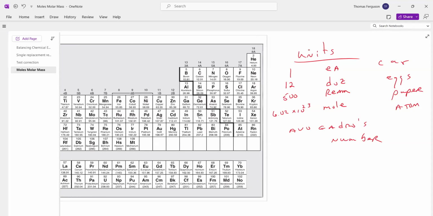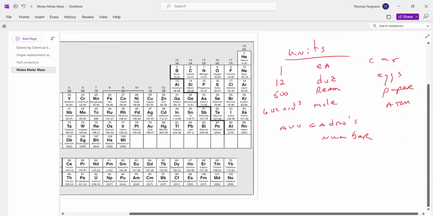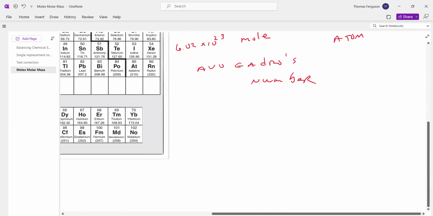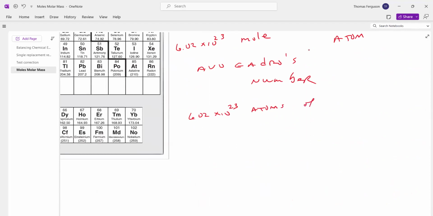Okay, so let's do this. Let's look at helium. Helium's decimal number is 4.00. If we took 6.02 times 10 to the 23rd atoms of helium, it would weigh 4.00 grams. If we took 1 mole of atoms of helium, it would weigh 4.00 grams.